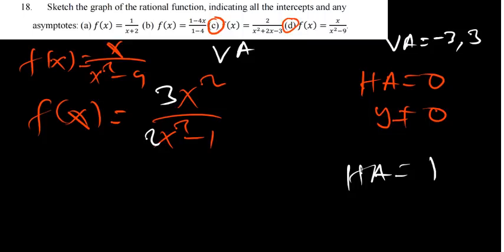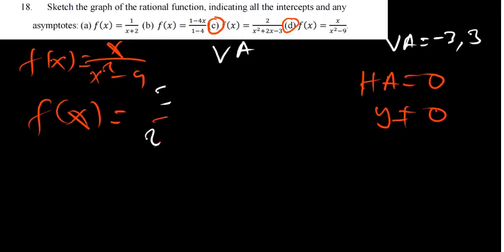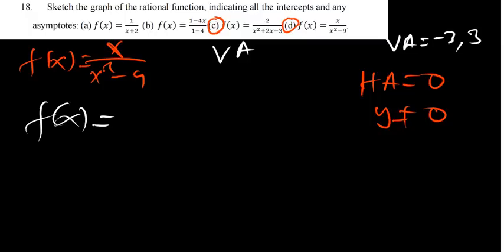In a case where the denominator has the highest degree of power of x, the horizontal asymptote is 0. Now, in a case where the numerator has the highest power of x, you don't have a horizontal asymptote. There is no horizontal asymptote. Those are the only 3 principles which you have to know under rational functions.